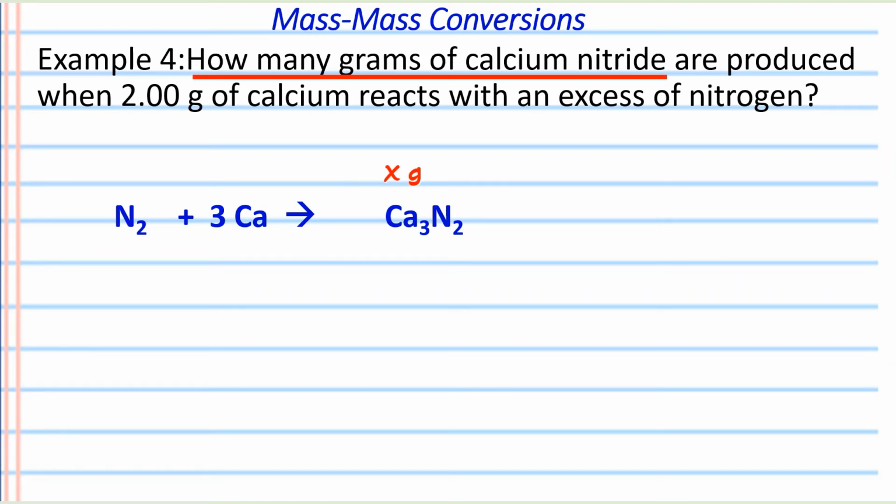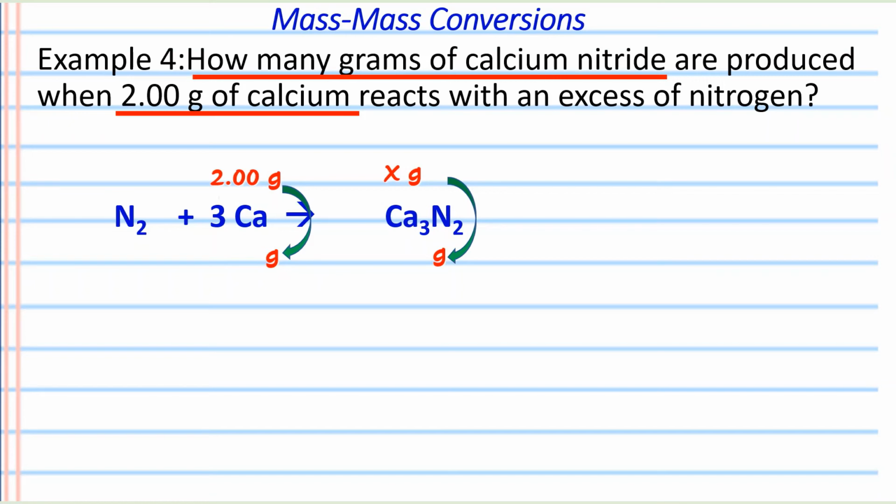We're also given 2.00 grams of calcium reacting. So on the reactant side, that's where the calcium is by itself. And it says it reacts with an excess of nitrogen, which means there's plenty of nitrogen and we can ignore the nitrogen in this problem. All right, the next step is we drop our units. Since there's grams above the calcium, we put grams below. And since there's grams above the calcium nitride, we put grams below that as well.